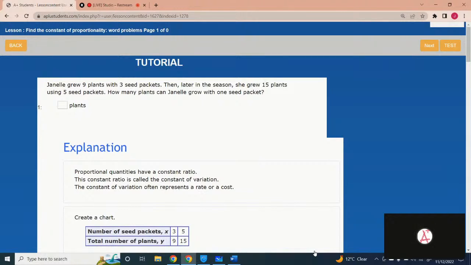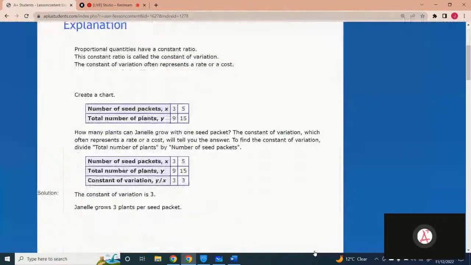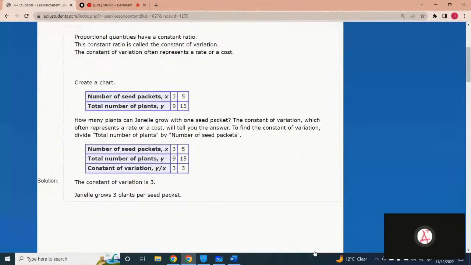Okay, so proportional quantities have a constant ratio. The constant ratio is called the constant of variation, and the constant of variation often represents a rate or a cost. Got it? So you have to find the one. First of all, you have to find the relationship of the values. Got it? So let's start with the relationship of the values.